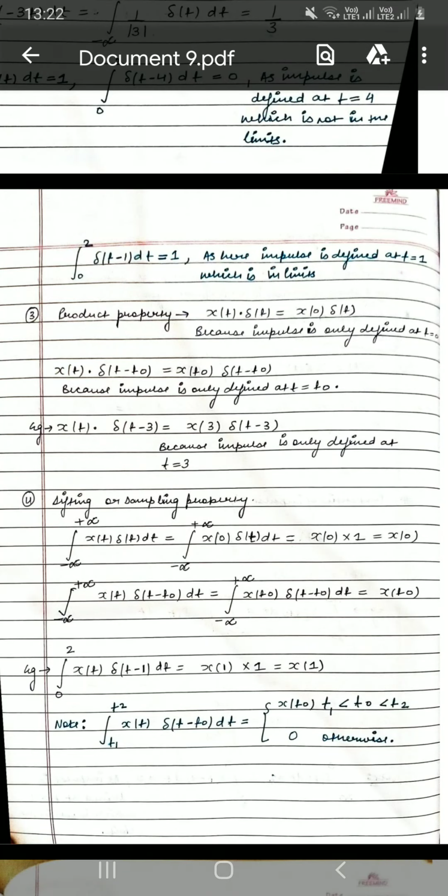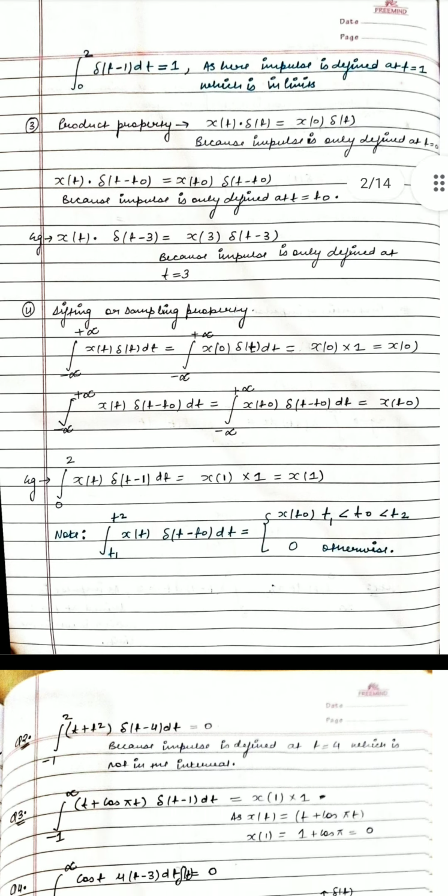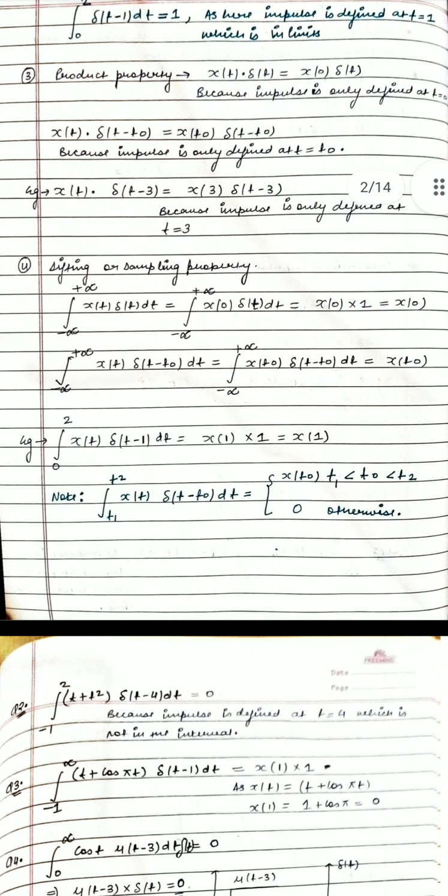cost. So how to apply this product property in the questions: let's say the question is x of t del of t minus 3, then the answer is x of 3 del of t minus 3, because the impulse is defined at 3. Now the product property is also used in the shifting property or sampling property. The shifting property or sampling property is related with the integration, and the product property is not related with the integration.